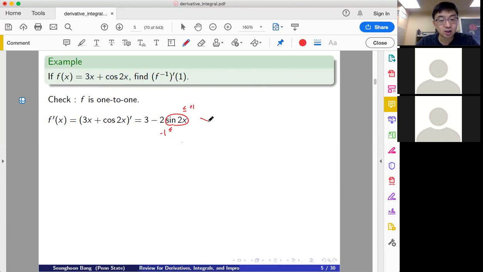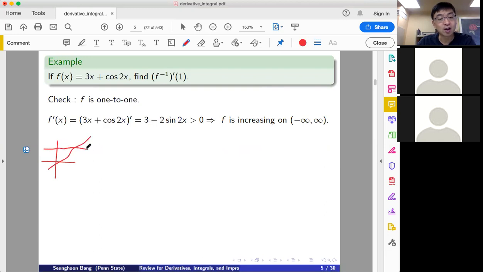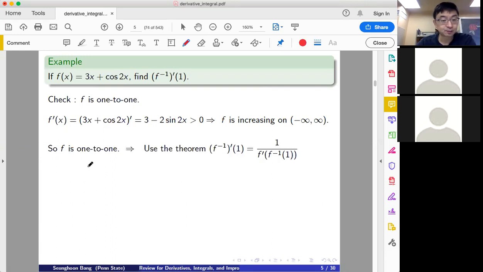What does it mean? This is always a positive number, so function f is increasing. I want to use the horizontal line test. You can draw any horizontal line, and we have only one intersection point. So what does it mean? Function f is 1-to-1. Okay, the next tip.